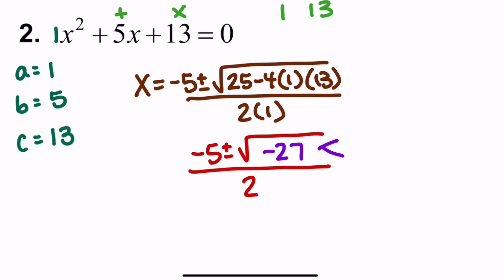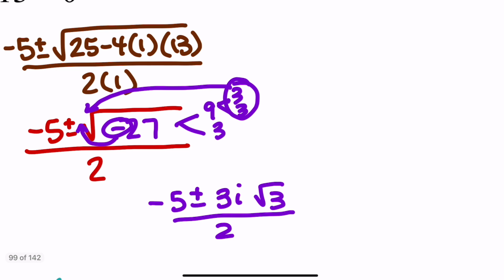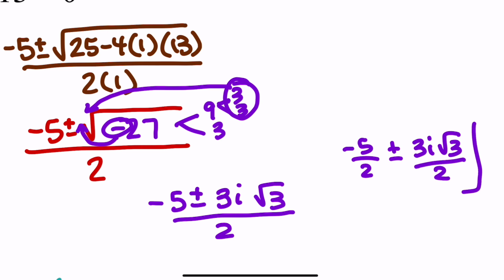When I simplify the 27, I get 9 times 3 and 3 times 3. The 3 comes out front. The negative also comes out front as an i. So I have negative 5 plus or minus 3 times i times square root of 3, all over 2. Now I'm just going to simplify this. I'm going to split it apart. I'm going to have negative 5 over 2 plus or minus 3i square root of 3 over 2 as well. That would be my answer.